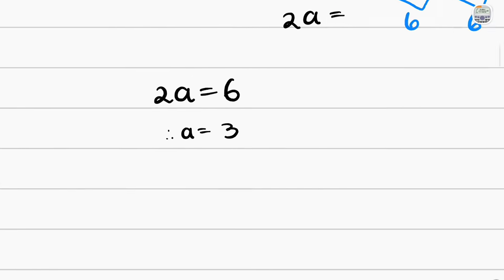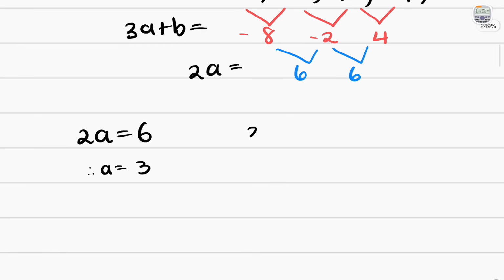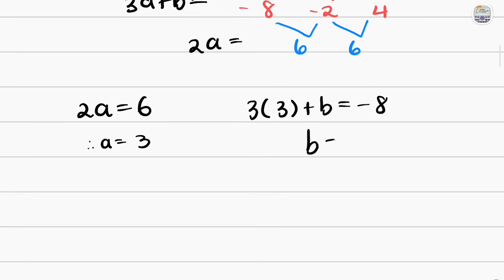And then let's find b. So we'll say 3 times 3 plus b is equal to negative 8. And then b is equal to negative 8, and this becomes 9. So if you transpose 9, it becomes minus 9. So that is negative 17.